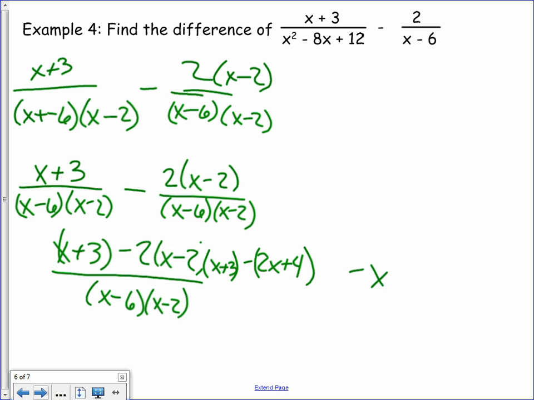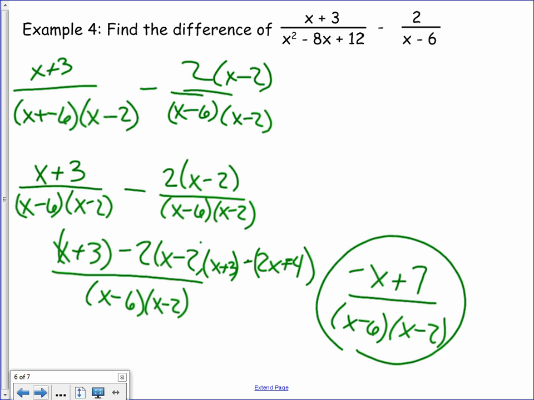Sorry, what did I do here? Minus, this is just 2, so when I did this distributive property, 2 times x is 2x and 2 times, so minus negative 4 here, because 2 times negative 2 would be negative 4. And then when I'm doing 3 minus negative 4, it will really be 3 plus 4, so plus 7, over then that whole denominator, x minus 6, x minus 2. Okay, and that will be our simplified version.